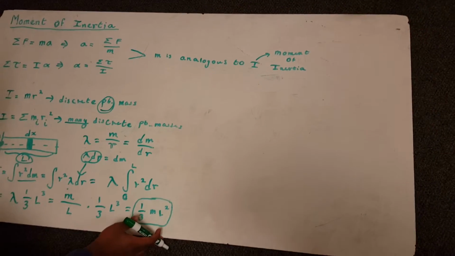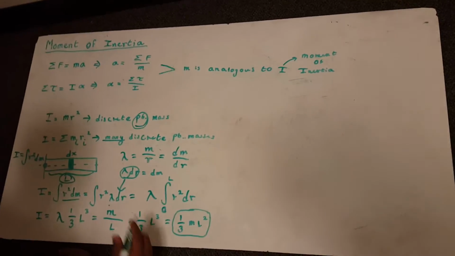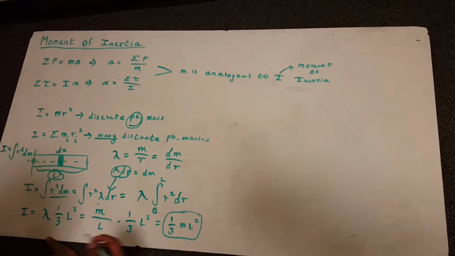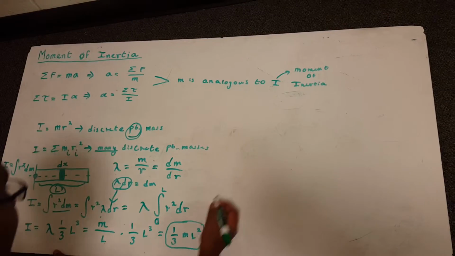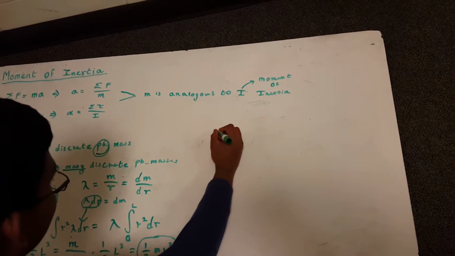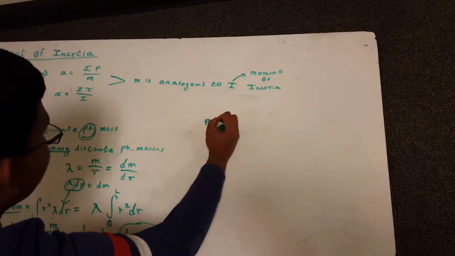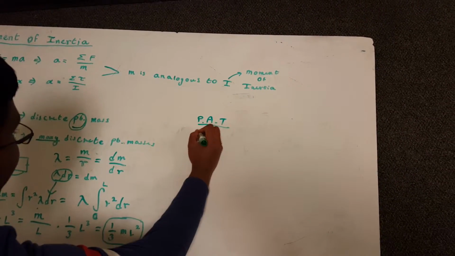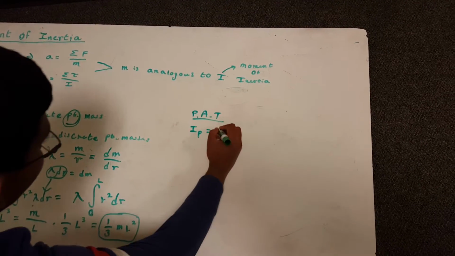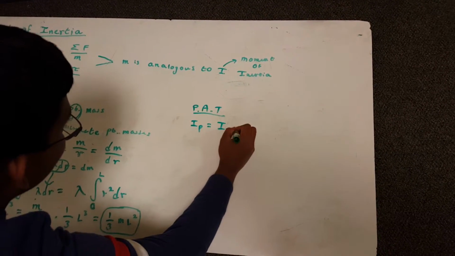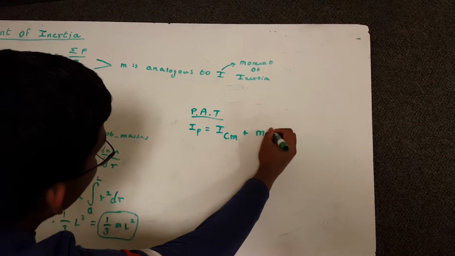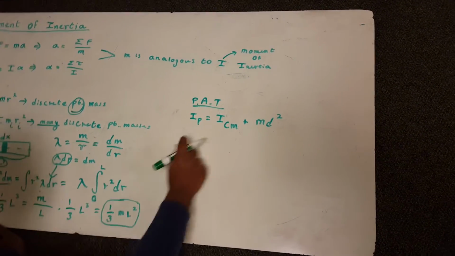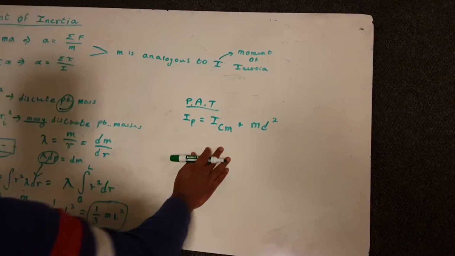Now let's take a different example. Pretend that now the pivot is at the center of mass. If the pivot's at the center of mass, we can use the parallel axis theorem in order to find that out. The parallel axis theorem states that the moment of inertia at a pivot is equal to the moment of inertia at the center of mass plus md squared, where d is the distance from your initial pivot to the center of mass.